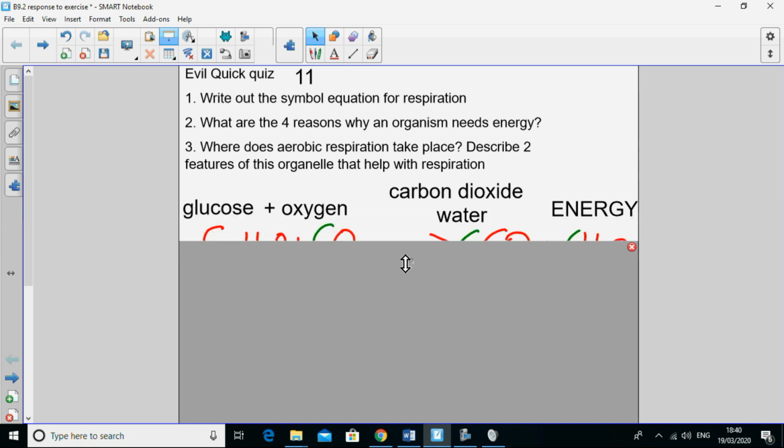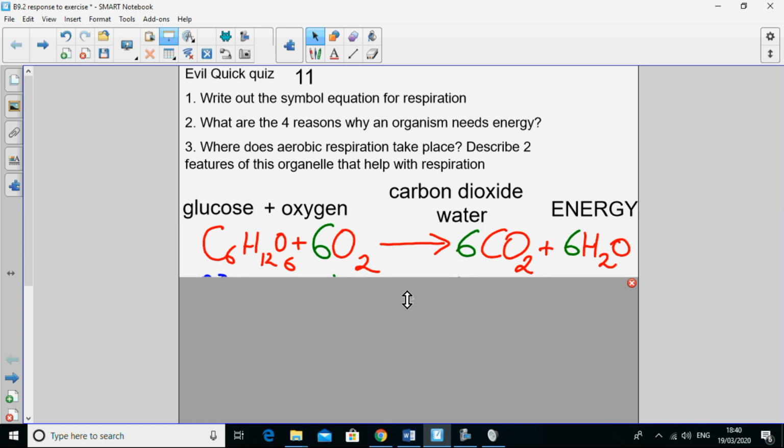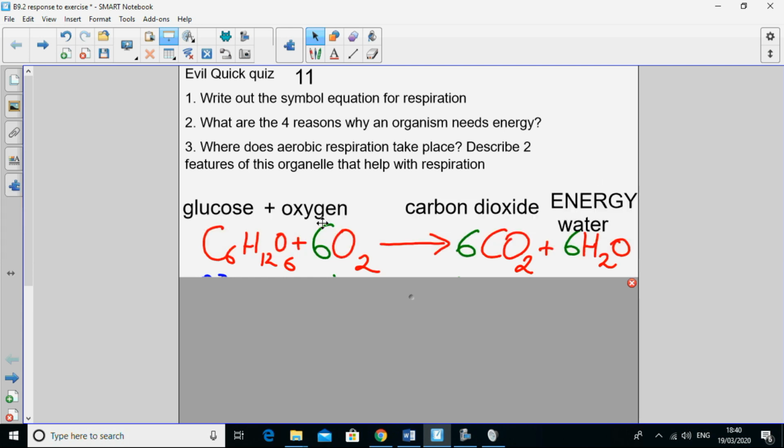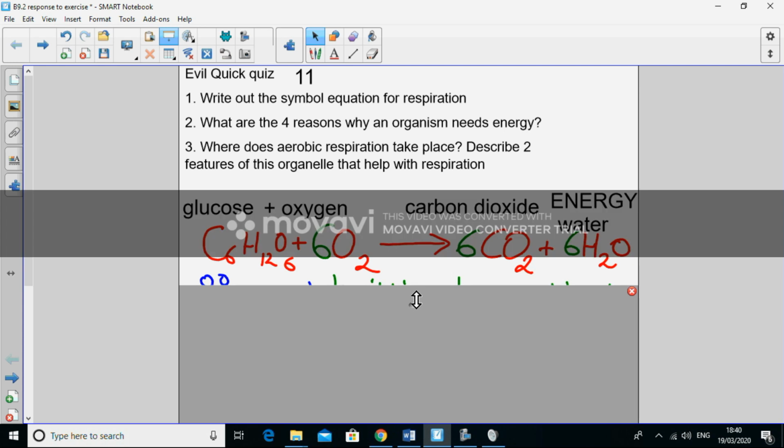Well done. The first answer is the word equation for respiration. We've got glucose and oxygen, and we're making carbon dioxide, water, and energy. Remember that we don't make energy. That was my error just then. We are releasing energy from the sugar. You have to learn that equation: C6H12O6 + 6O2 makes 6CO2 and 6H2O. There we go.